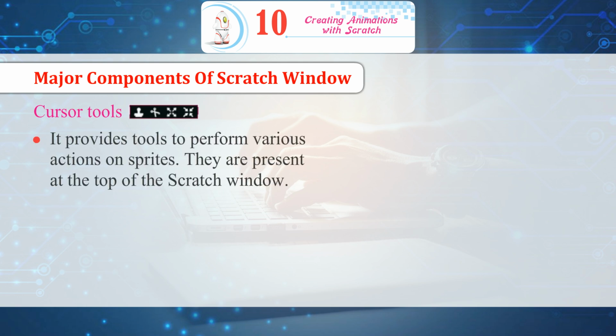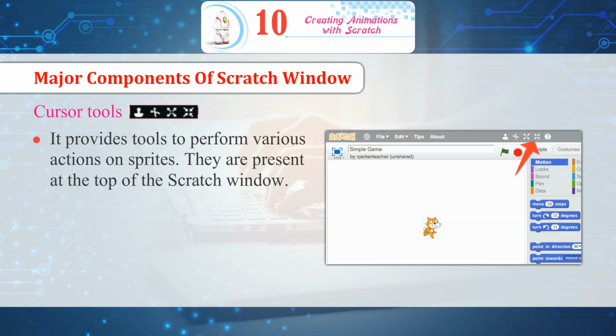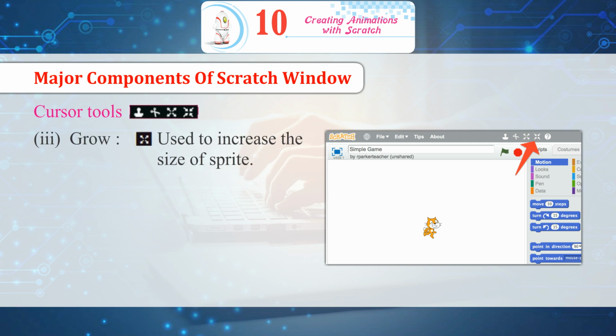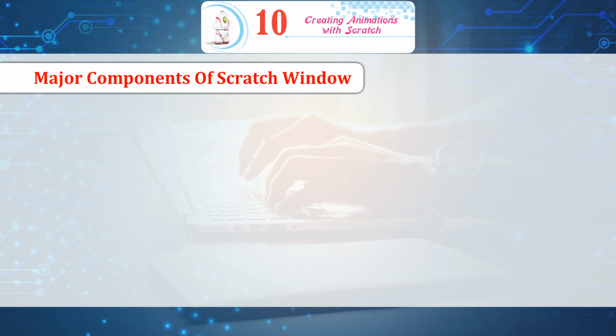Cursor tools. It provides tools to perform various actions on sprites. They are present at the top of the Scratch window. First, duplicate. This option is used to create a duplicate copy of the selected sprite. Second, delete. It deletes the selected sprite. Third, grow. Used to increase the size of sprite. Fourth, shrink. It decreases the size of sprite.